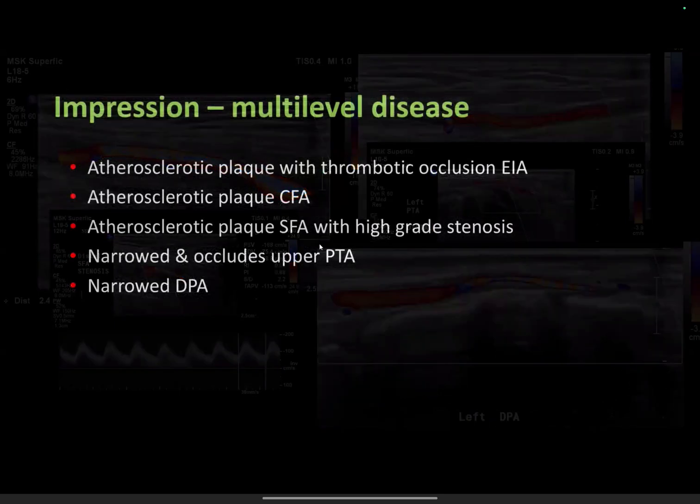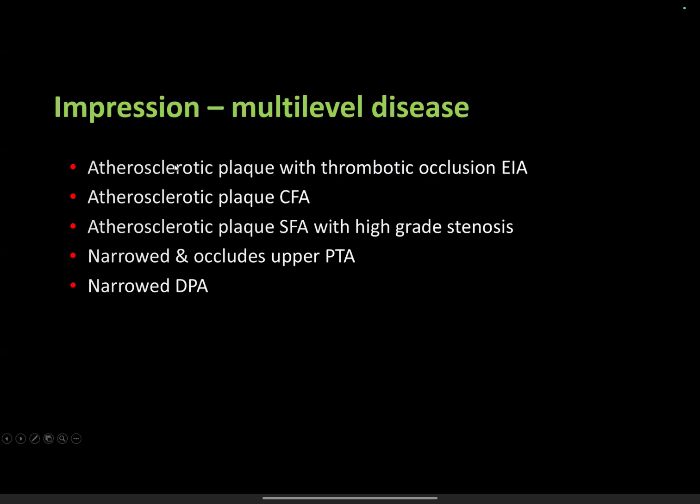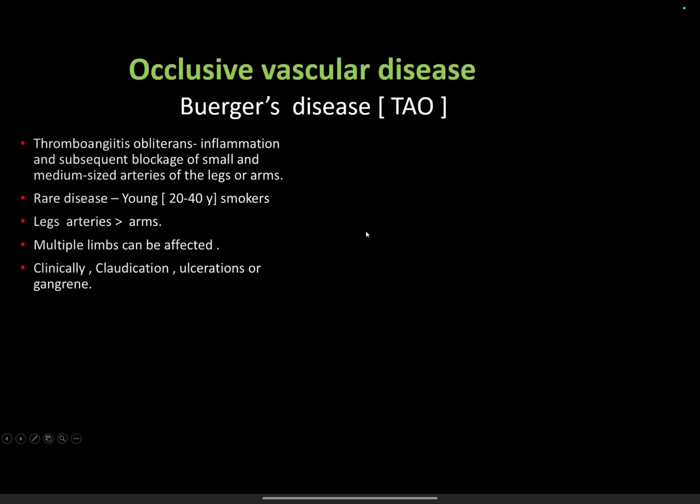For example, atherosclerotic plaque and thrombotic occlusion of the external iliac artery, atherosclerotic plaques with significant narrowing of the femoral artery, atherosclerotic plaque in the superficial femoral artery in the adductor canal with high-grade stenosis, narrowing and occlusion of the upper PTA, and a narrowed DP. So this is a multi-level disease.